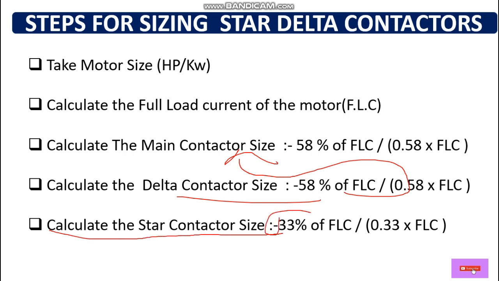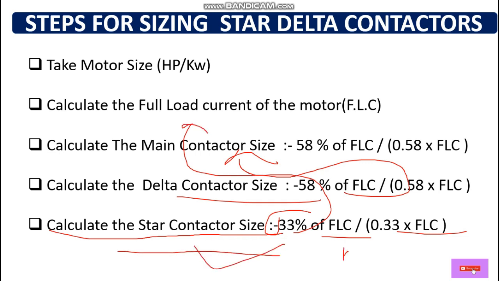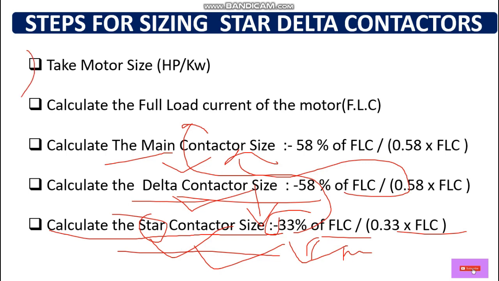In a star connection, the current is reduced when the motor is operating in star. That's why the contactor size of the star is smaller than the main and delta contactor. So now let's follow these steps to calculate the sizes.